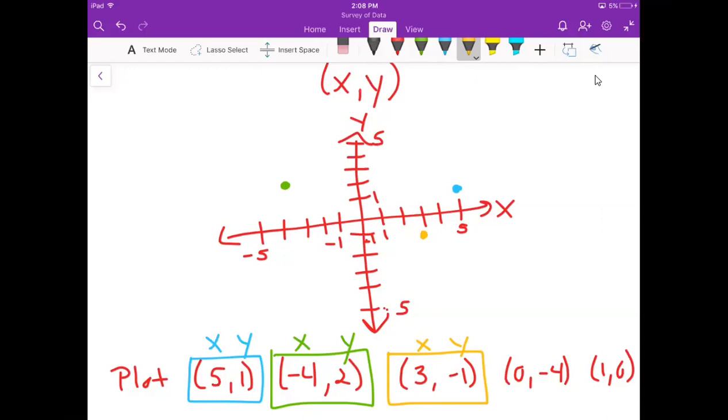Now the zeros can sometimes get a little bit tricky. So I wanted to make sure I had zeros in both an X spot and a Y spot here. So on this one, X being 0 means you just stay here at the origin, you don't go left or right. But Y being negative 4 means you stay at the origin and you go down 4. So this point is going to be on that Y axis.